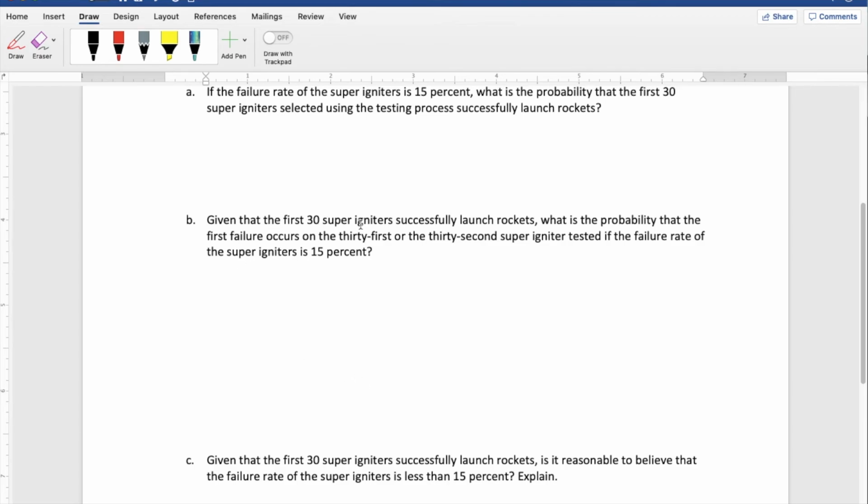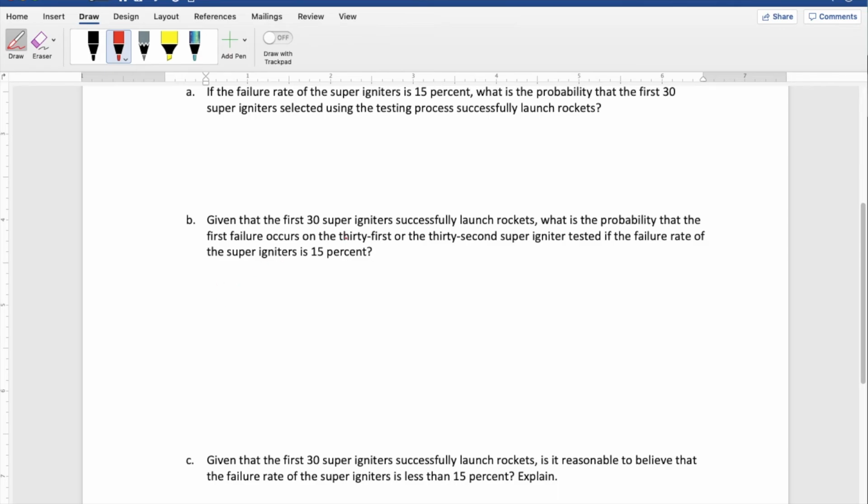That first part kind of doesn't matter, because the first 30 launching successfully are not going to affect the probability that the 31st and the 32nd launch successfully. So really, I can almost ignore that part of the sentence completely. So what I'm really doing is finding the probability that the first failure occurs on the next launch or on the one after that. And remember, the process stops after a failure.